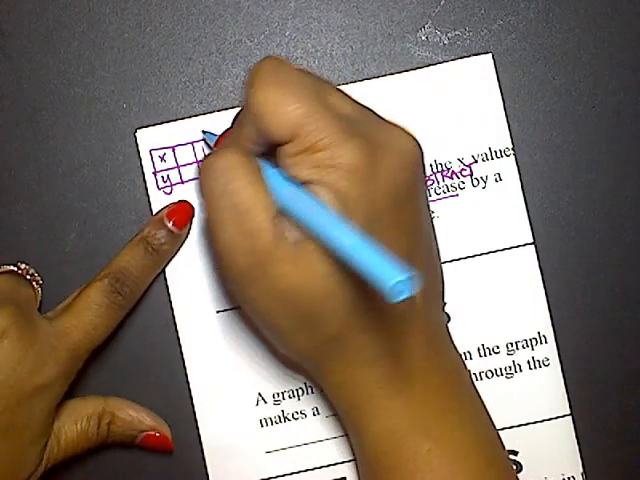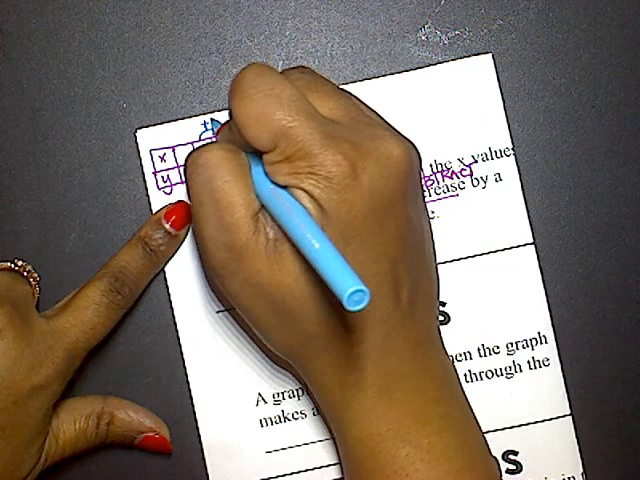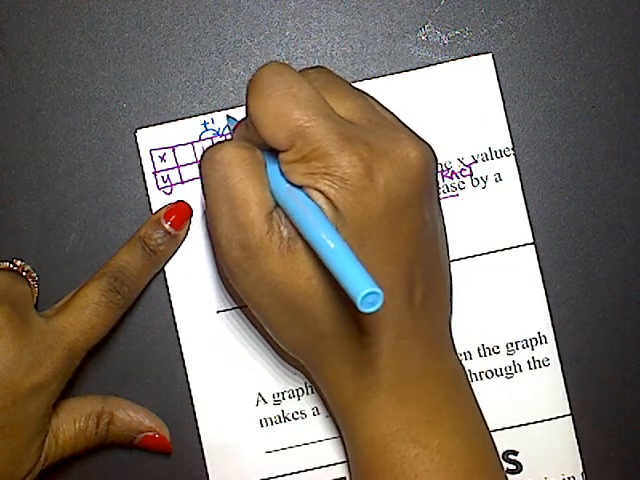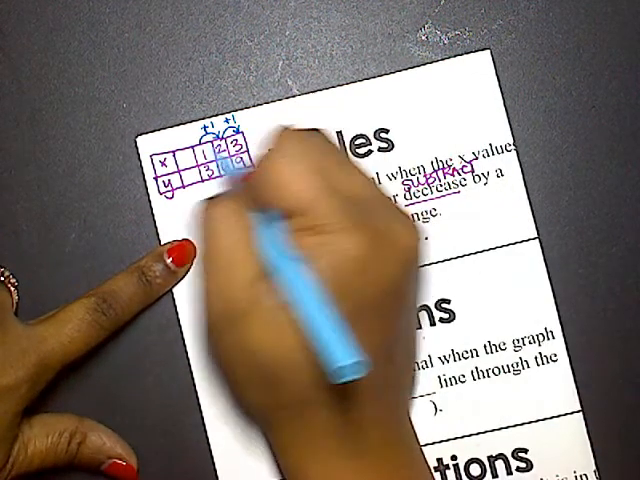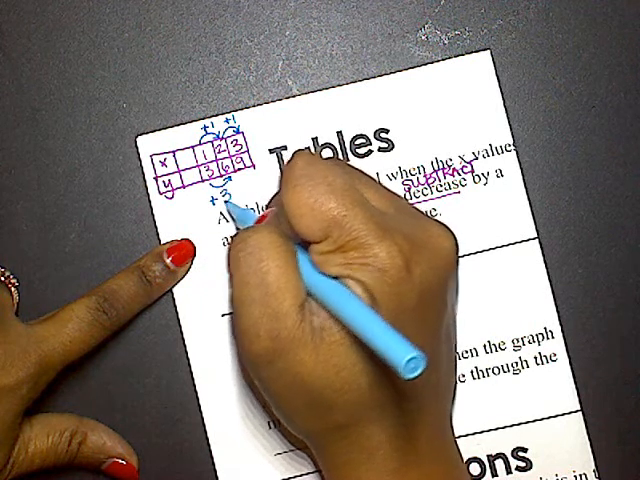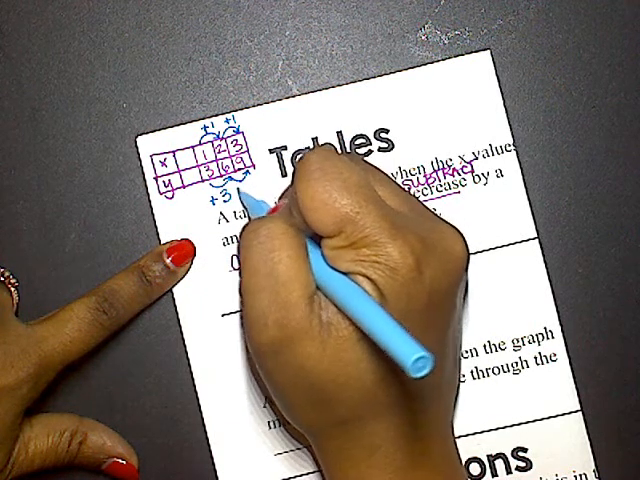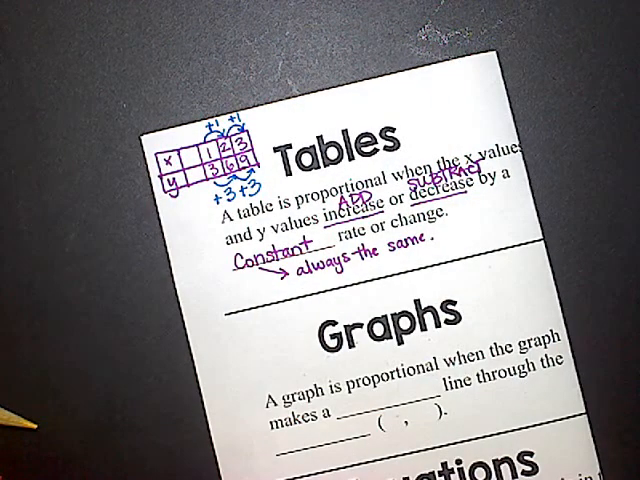So let's now look at our table and see if we have a constant rate happening. Let's look from 1 to 2. That's plus 1. From 2 to 3, we're adding 1 each time. So that is constant. From 3 to 6, we're adding 3. From 6 to 9, we're adding 3. So this is a constant relationship that is increasing and decreasing.